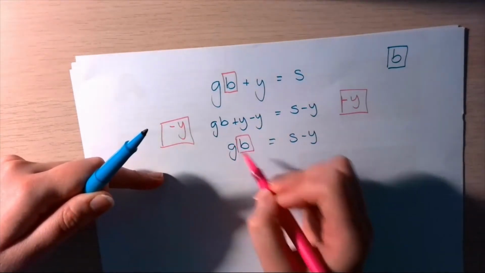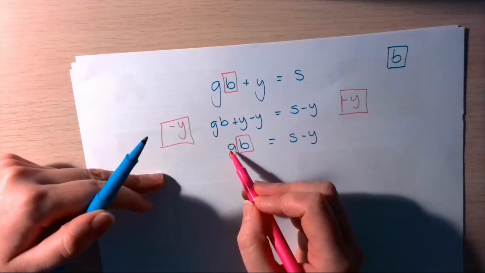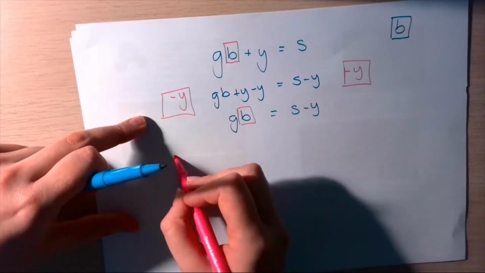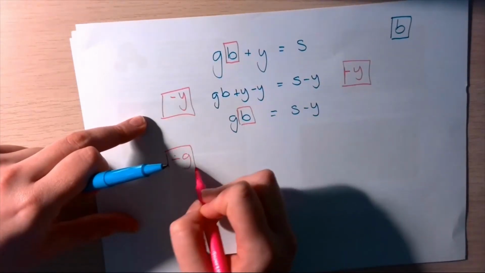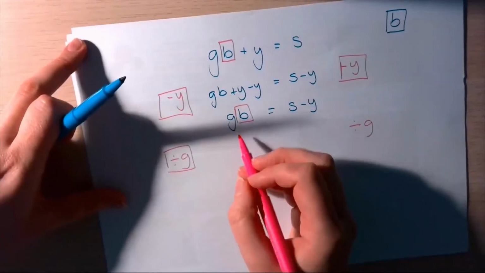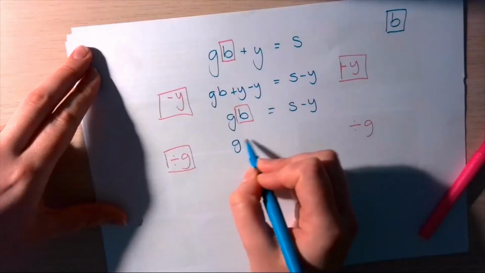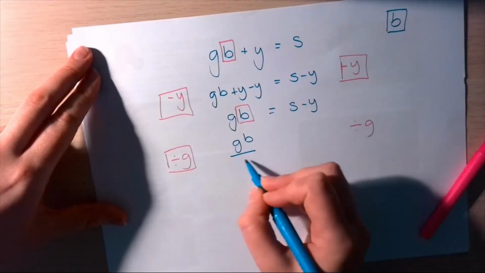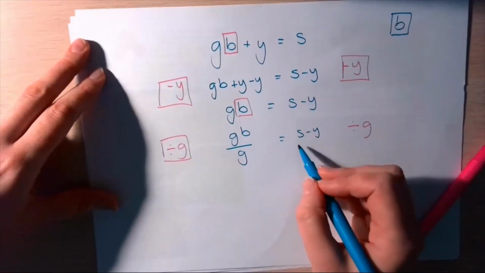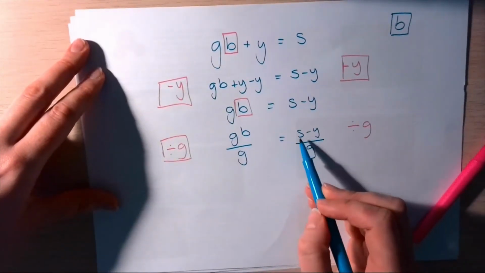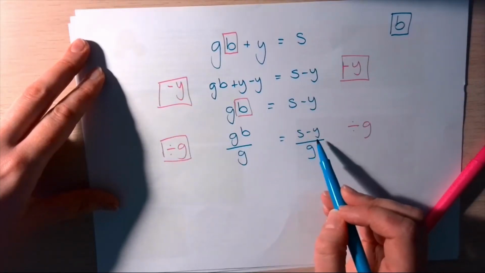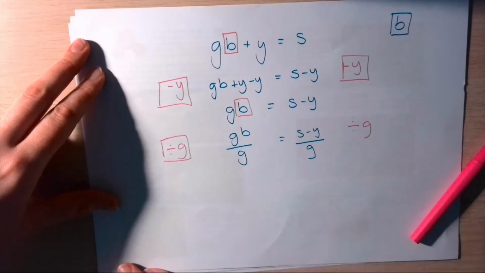Okay, let's go back to b and its story. Right now, we've just got b being multiplied by g. So again, we do the inverse of that. We don't multiply it by g, we now divide it by g, and we divide each side by g. That leaves us with gb divided by g equals s minus y, all divided by g. And be careful here: make sure you're dividing everything on this side by g, not just the s, not just the y, everything has got to be divided by the g.